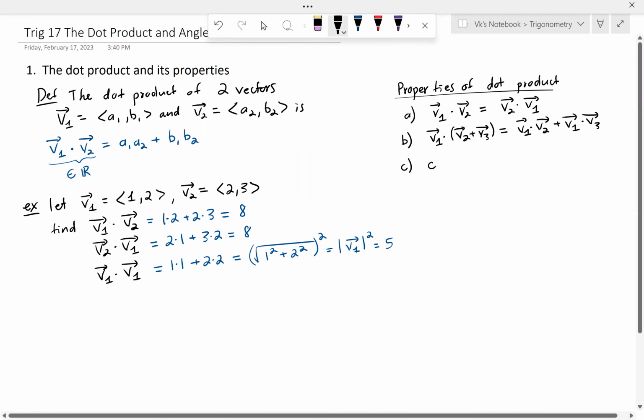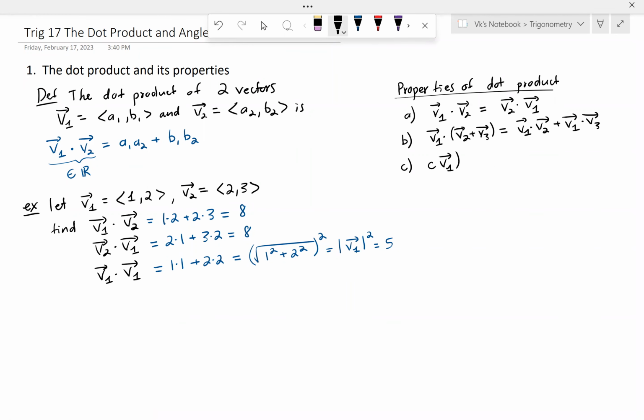A constant C times V1 dot V2 is the same as C multiplied by the dot product of V1 and V2. The last property is that a vector V dot itself is the magnitude of V squared.